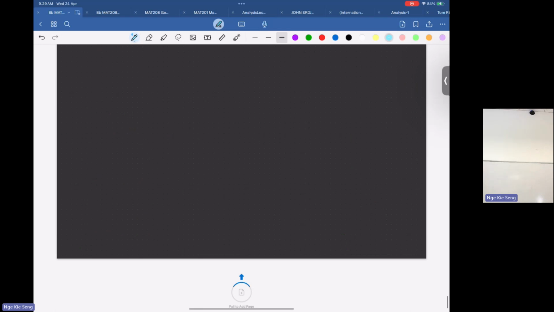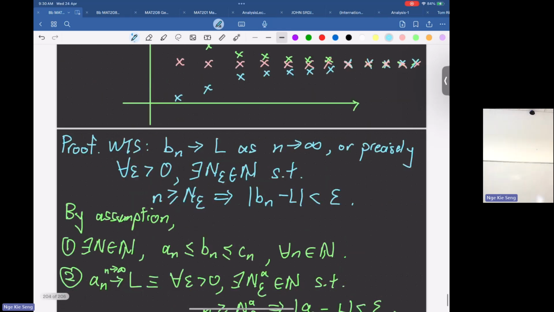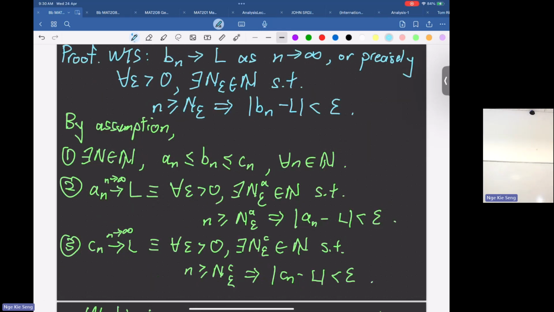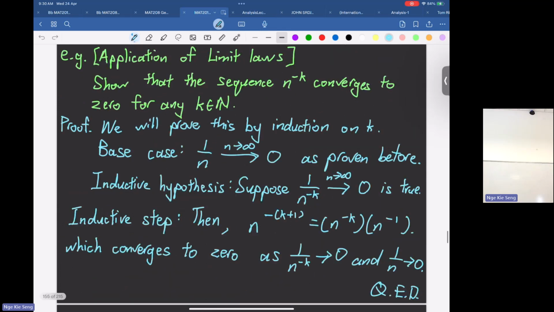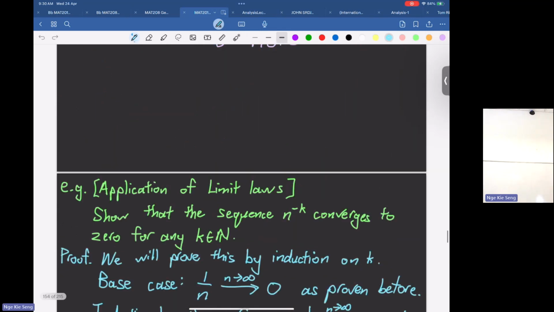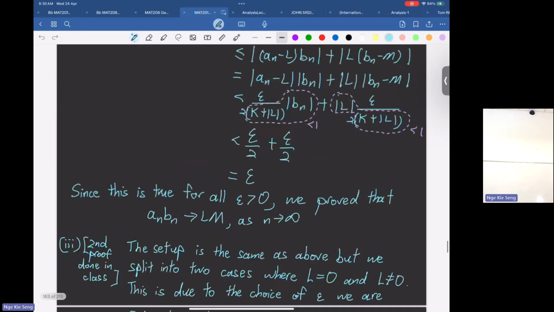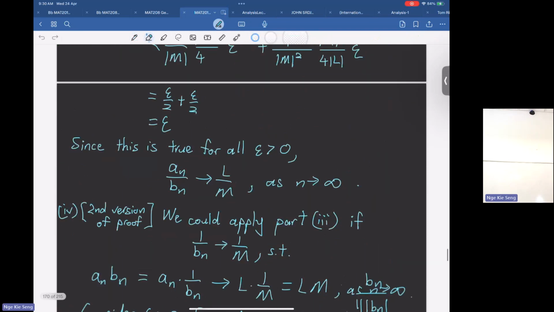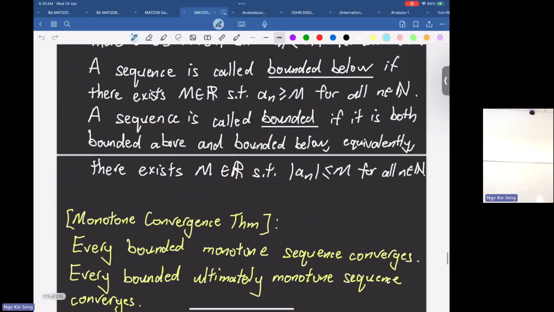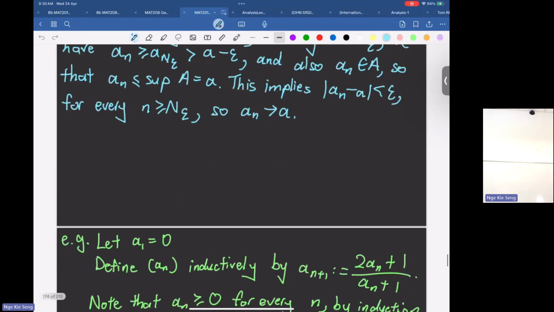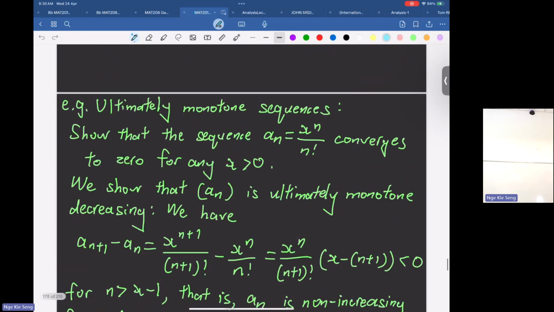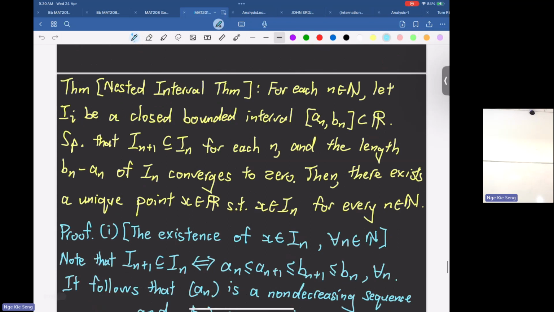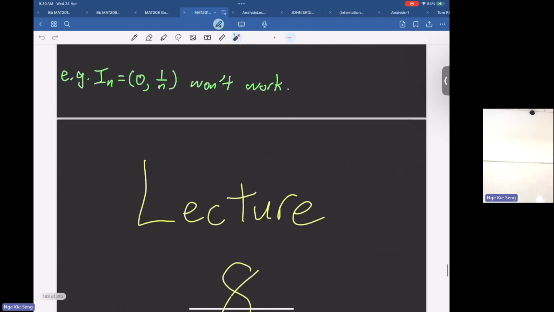Okay, so let's go back a little bit to yesterday. Where did we stop yesterday? Yesterday we stopped at the nested interval theorem, right? Okay, so there's one condition in the theorem that is really crucial, which is that the interval is closed and bounded.